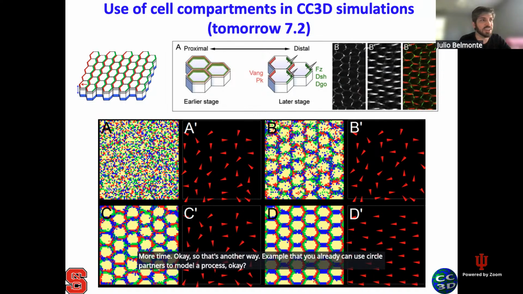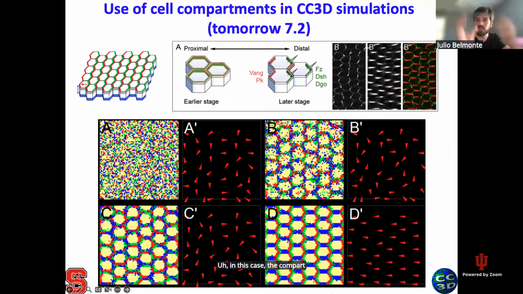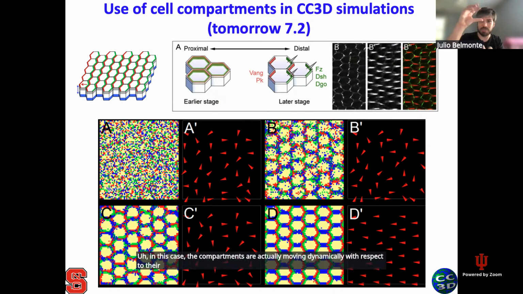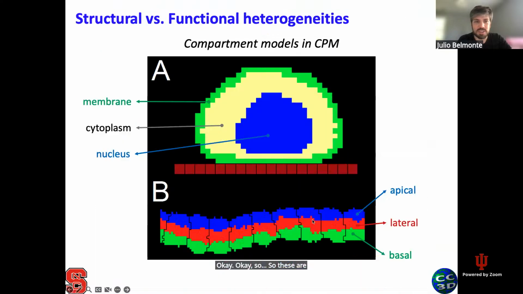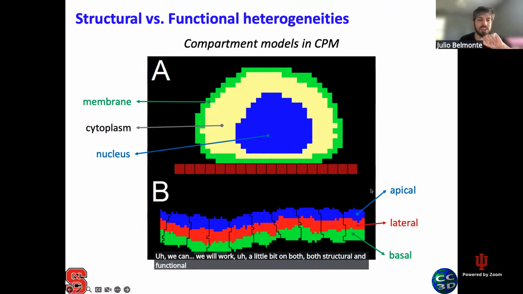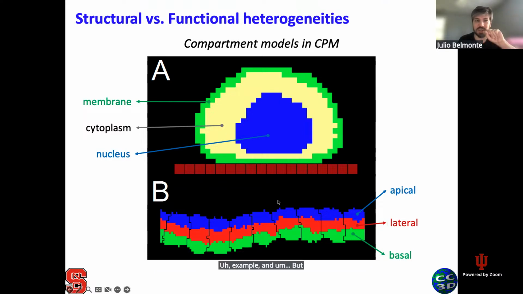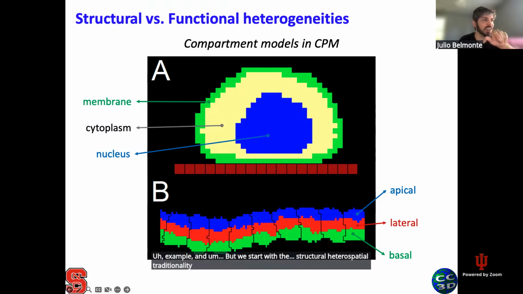In this case, the compartments are actually moving dynamically with respect to their neighbors instead of being fixed in space. Okay. So these are our examples, right? And again, we will work a little bit on both structural and functional heterogeneity in this example, but we start with the structural spatial heterogeneity because it's a little bit easier to understand.